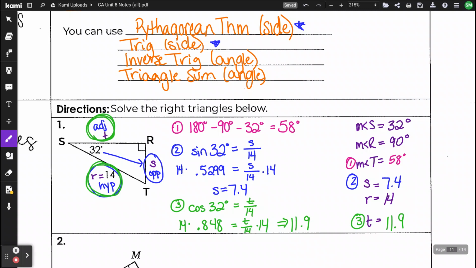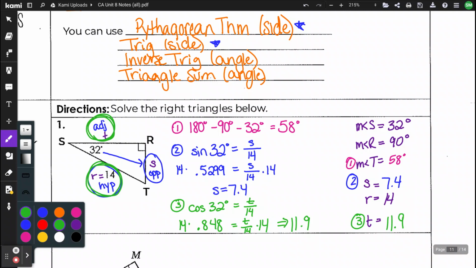And that's it. We've solved the right triangle. Okay, I really like this list method off to the side because now we can really see once everything is filled in, hey, that is all done. We have all three angles and all three sides.